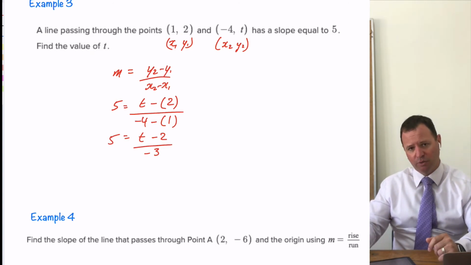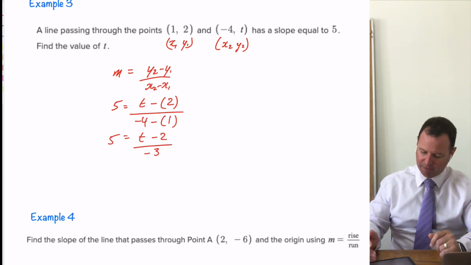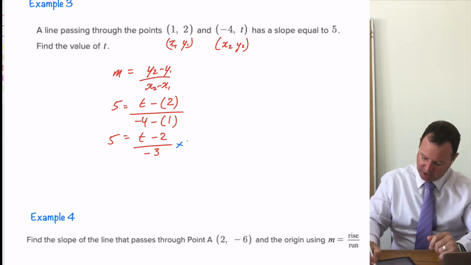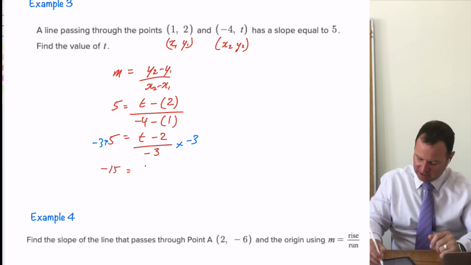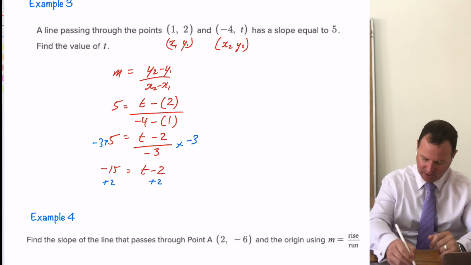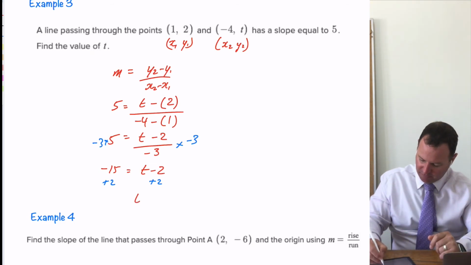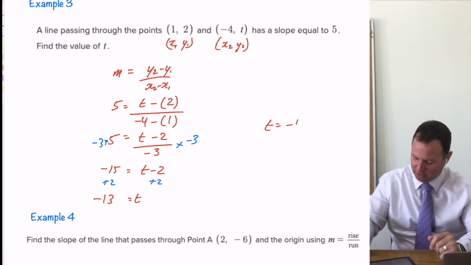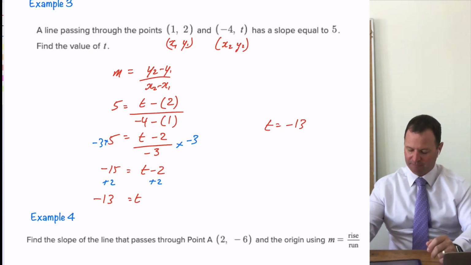So let's do a little bit of solving now. So I'm going to multiply both sides by -3, and that's going to get me -15 is equal to t minus 2. What am I going to do now? I'm going to add 2 to both sides, and I'm going to be left with t is equal to -13. So the t value is -13. Okay.